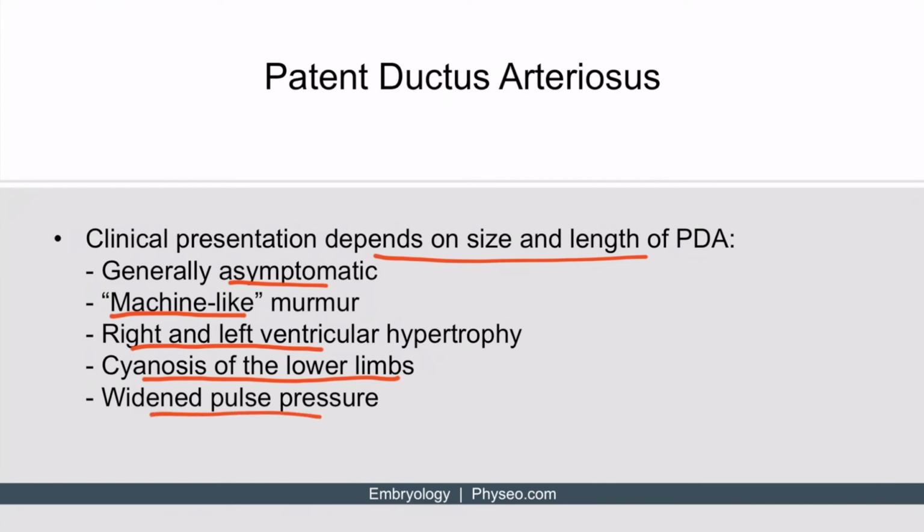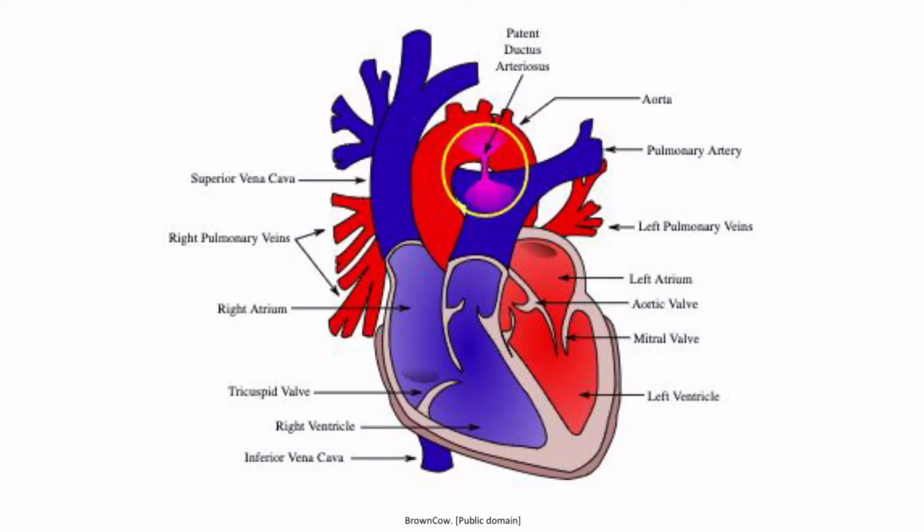This can be a bit trickier to understand, so let's pull up a new slide and walk through this together. Here's a photo of a patent ductus arteriosus. You can see within the yellow circle, the connection between the aorta and pulmonary artery is maintained, and blood is flowing from the left side of the heart back to the right side of the heart, like this. Therefore, this is a left to right shunt.